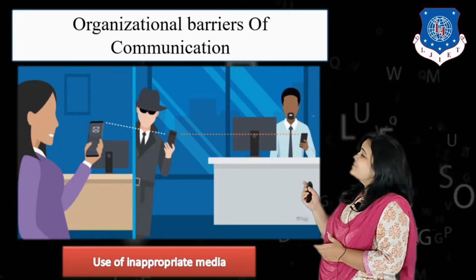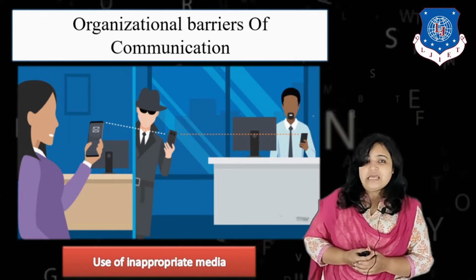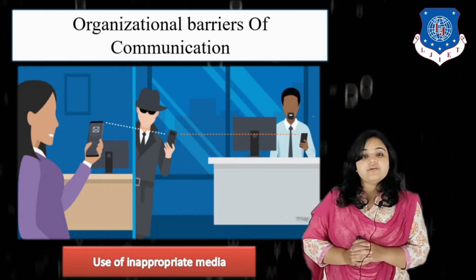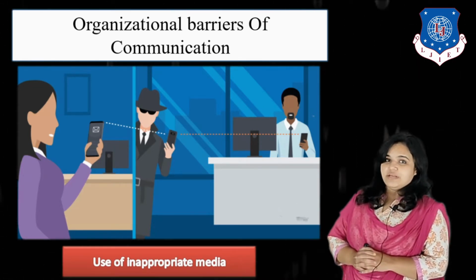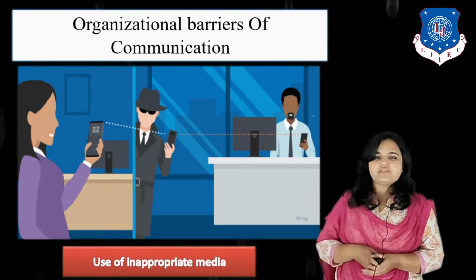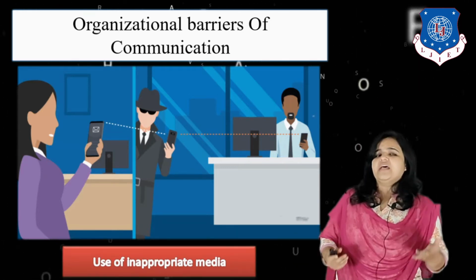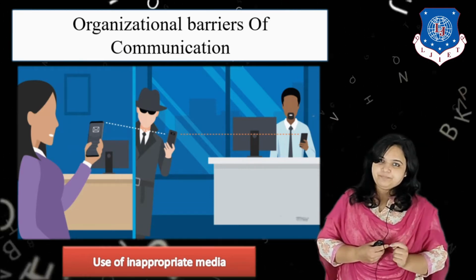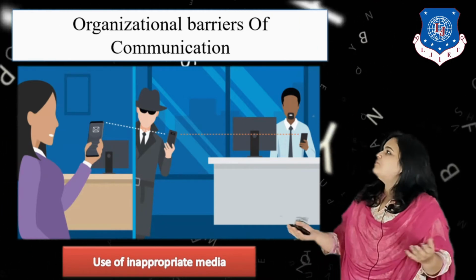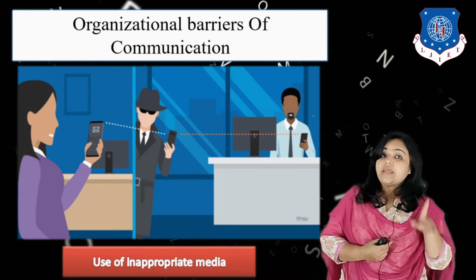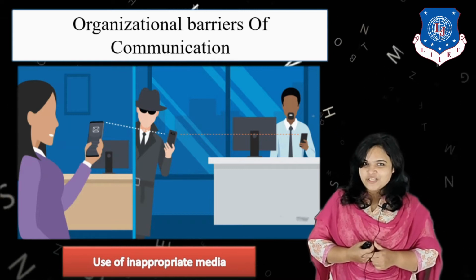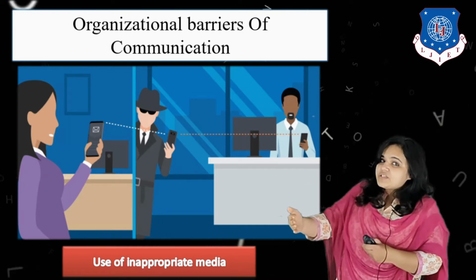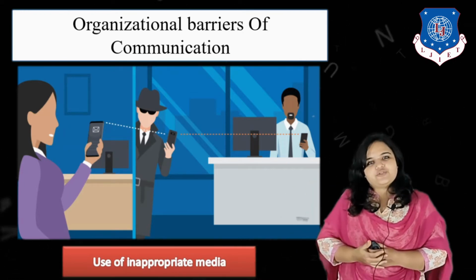One more thing which leads to organizational barrier is use of inappropriate media. Different mediums are used for communication in organizations like teleconferencing, video conferencing, telephones, Skype, messages, etc. You must know what type of media to use and when. If you are giving out a presentation, obviously you would be using a conference room. If there is some confidential message to be transferred, it is better not to do it on a phone. It is better if you meet the person and convey the message.